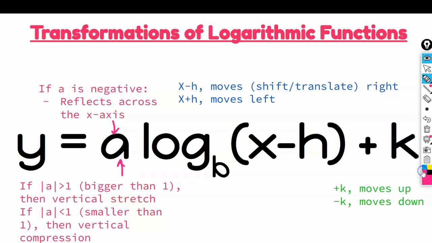The other place that we look for transformations is inside the parentheses. So if I see x minus h, you'll see either of these words: moves, shift, or translate. It'll move to the right. If I see x plus h, my graph will move to the left. Then finally, plus k. If it is plus k, it moves up. If it's minus k, it moves down.